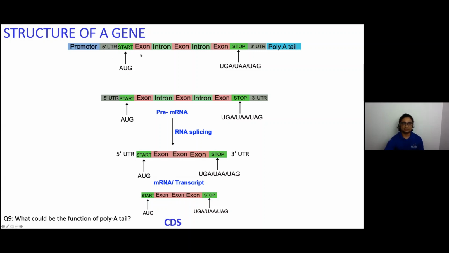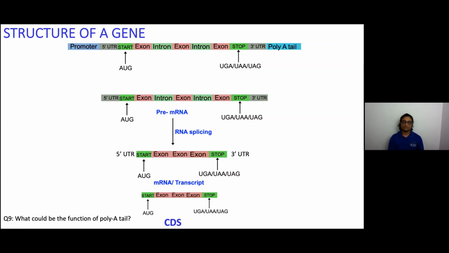When this is in the DNA sequence, that is for the gene, and when it is transcribed, it will have the 5' UTR and the start codon, exon, and the stop codon, and it will have the 3' UTR. That is called mRNA or transcript.